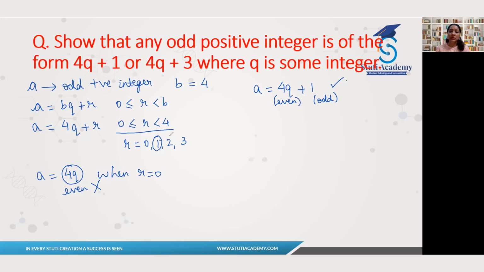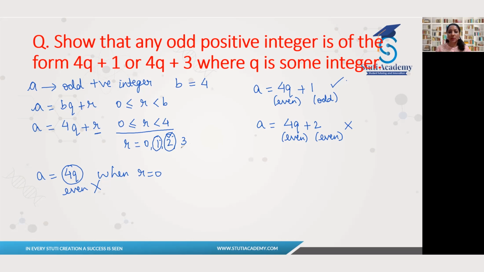Now let us proceed. The next case is r is equal to 2. If I put a is equal to 4q plus 2, so in place of r, I have put 2. So this 4q is even, 2 is also even. So we are going to get even plus even, that's an even number. So a would also be even. So this case is also not possible since we have taken a as an odd positive integer. We'll rule out this possibility.